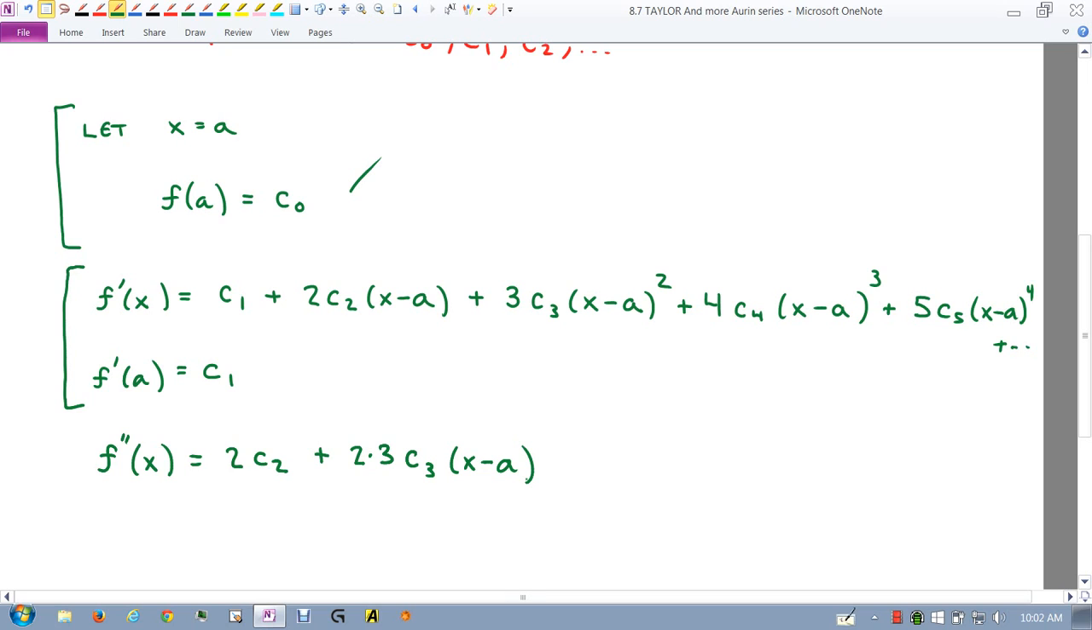What's the next one? 3 comes out, but again, let's not write it as 12. Let's just write it as 3 times 4, x minus a squared. Do y'all see it? What's the next one? 4 times 5, c sub 5, x minus a to the third plus dot, dot, dot.